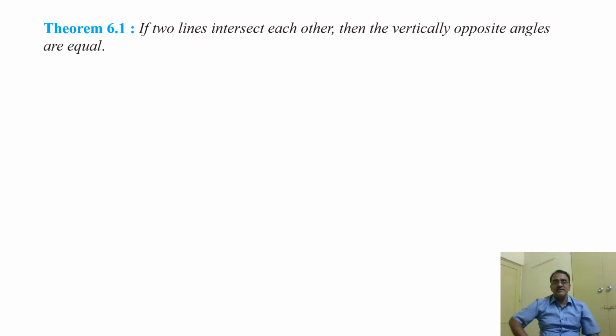If two lines intersect each other, then the vertically opposite angles are equal. Now this is the theorem. कोई भी थ्योरम प्रूफ करने के लिए चार स्टेप्स हैं. एक नंबर 1 गिवन, टू प्रूफ, if construction is required then construction, then proof along with figure.